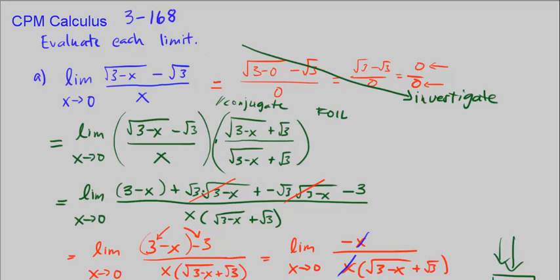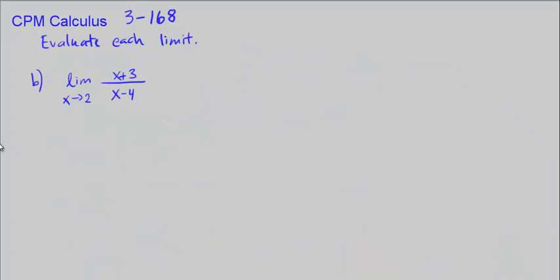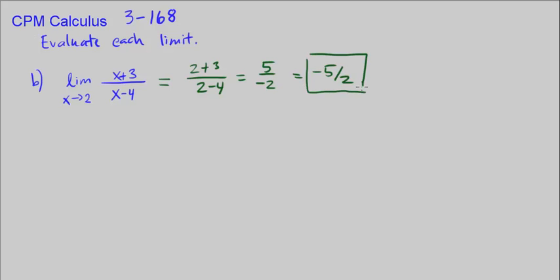Okay, because we're asked to evaluate a few different limits. Part B is the limit as x approaches 2 of x plus 3 divided by x minus 4. And like I said earlier, let's always try to plug it in, just to see. And if we plug it in, we get 2 plus 3 over 2 minus 4. Well, look at that. We get 5 over negative 2. And we can write that as negative 5/2, right? Either way. And that was a pretty simple one to find. And that is the limit.